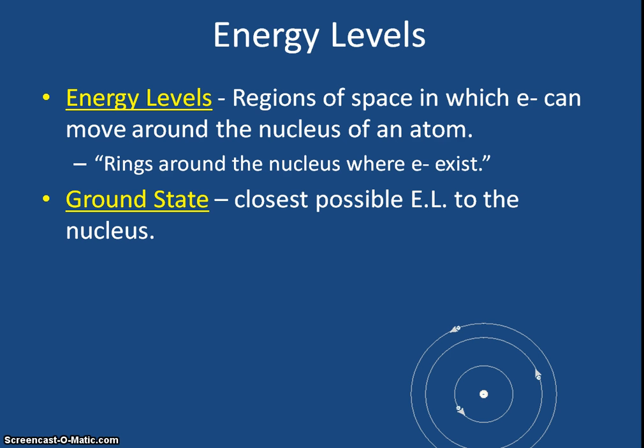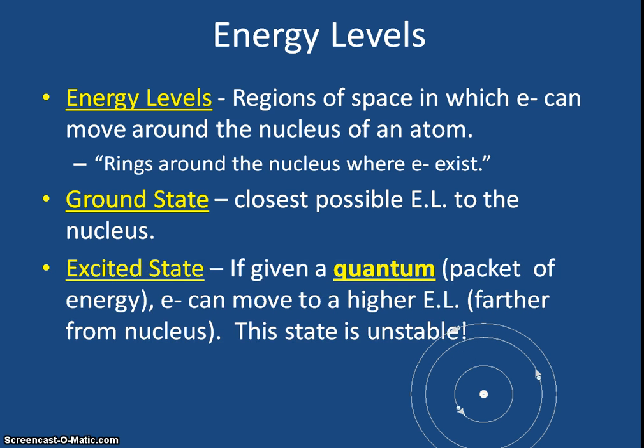When the electrons are all arranged so that they're as close as they can possibly get to the nucleus, we call it the ground state. So for example, if you have two electrons and they're both in that first energy level, that's called the ground state. Excited state is if you give them a packet of energy called a quantum. You can move the electron to a higher energy level. So if you have those two electrons in the first energy level and you give them energy, you can make them jump to the second energy level. However, that state is very unstable, so it won't stay like that for very long.